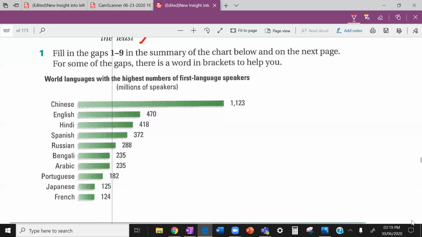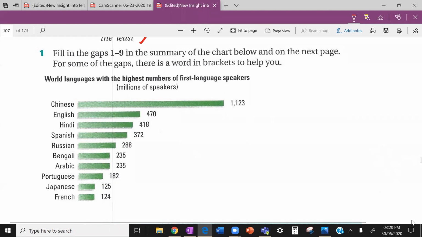We can also say Chinese is the most widely spoken language of the world with 1,123 million speakers. We can also say that this is more than double English, because English is 470 million. So Chinese has more than double the number of speakers, and English is the second most spoken language in the world after Chinese, and Hindi is the third.